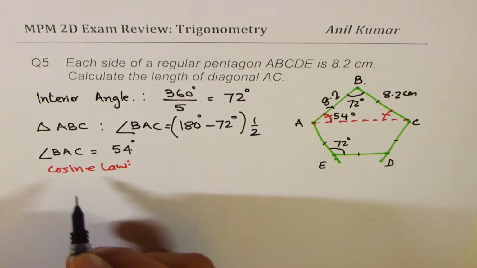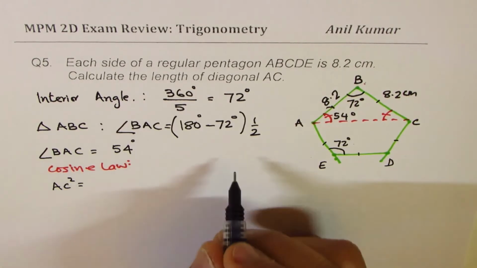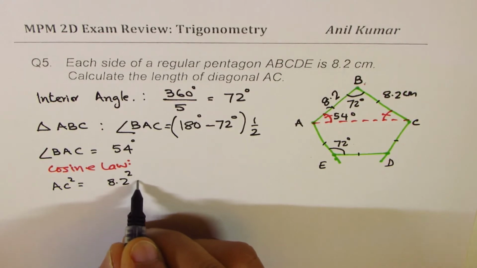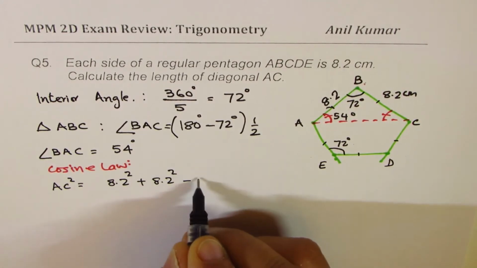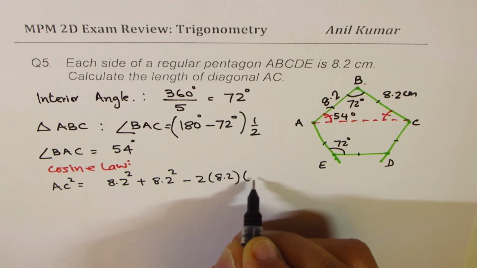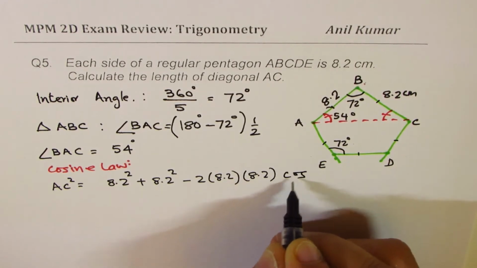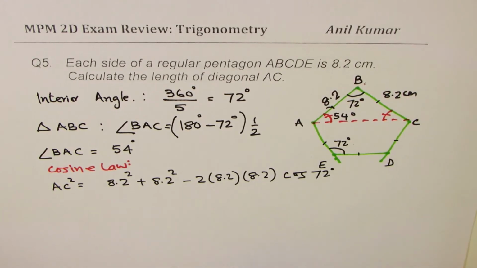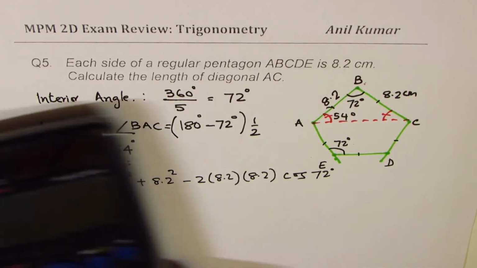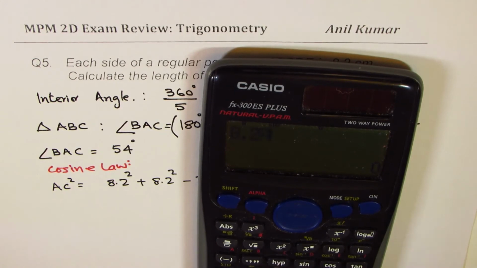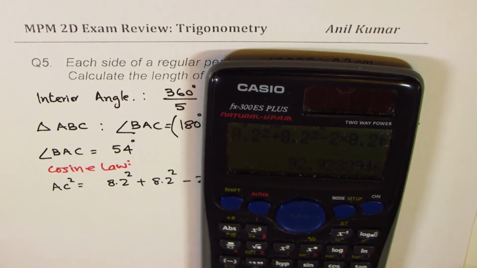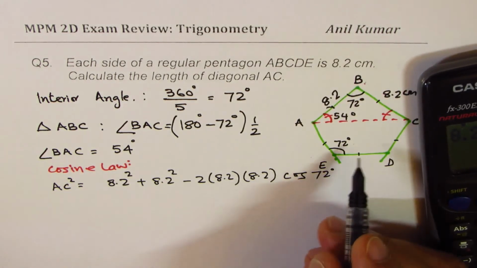Is that okay? So we get AC squared equal to 8.2 squared plus 8.2 squared minus 2 times 8.2 times 8.2 times cos of angle 72 degrees, correct? Let's calculate. So we have 8.2 squared plus 8.2 squared minus 2 times 8.2 times 8.2 times cos of 72 degrees. This is equal to 92.92. Let's write down.